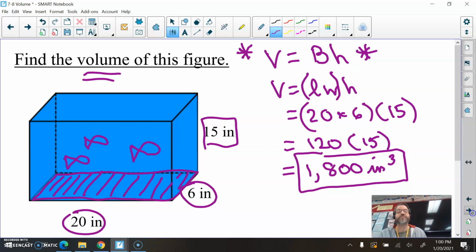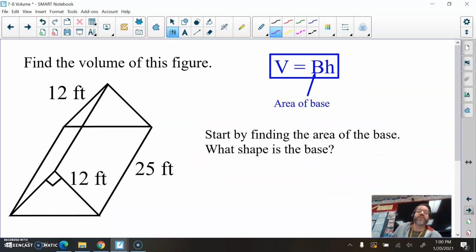times the height. All right, now, this is where this formula becomes so important. Volume equals area of the base times the height. Find the volume of this figure. Well, first of all, what shape is its base? We have to find the area of its base. What shape is its base? Some of you might be thinking, well, it looks like it's a rectangle down here. And yeah, there is a rectangle on the bottom. But remember, base doesn't mean bottom. This is a triangular prism.